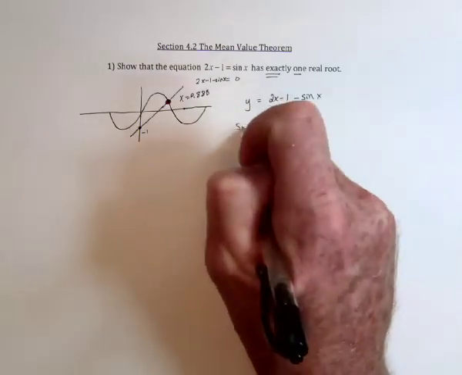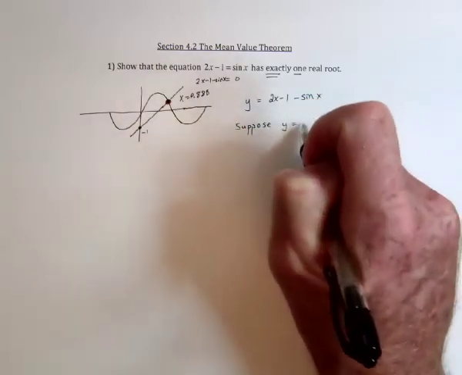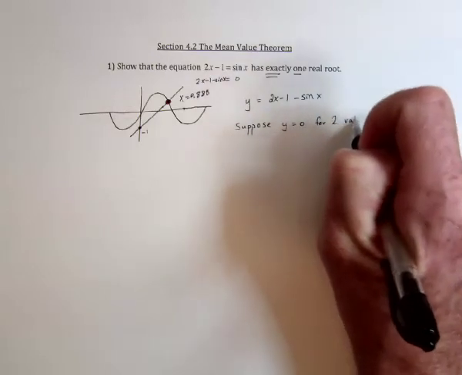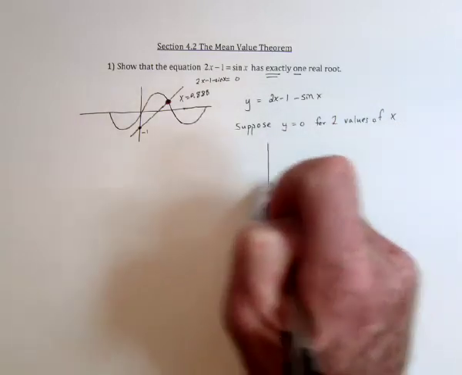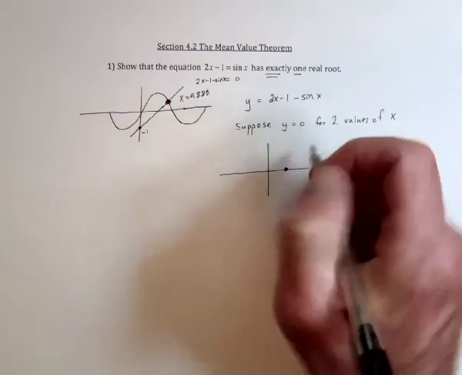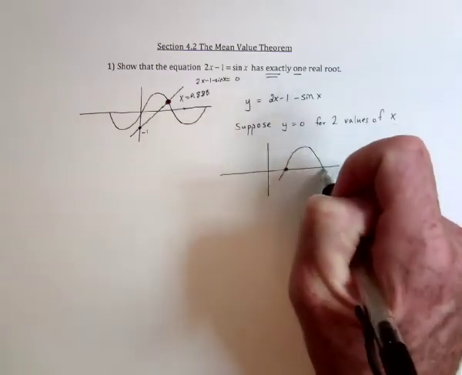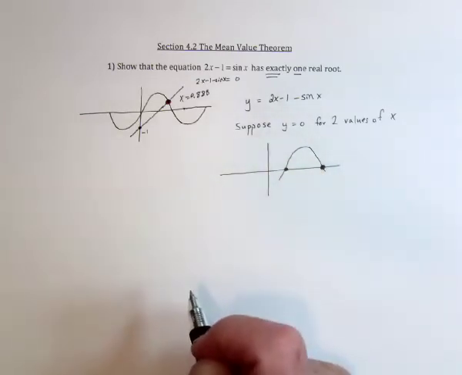So suppose that there were two answers. Suppose that the function is doing whatever. We have one answer at 0.888. So the function does whatever, and then suppose that it has to come back and hit the x-axis again.